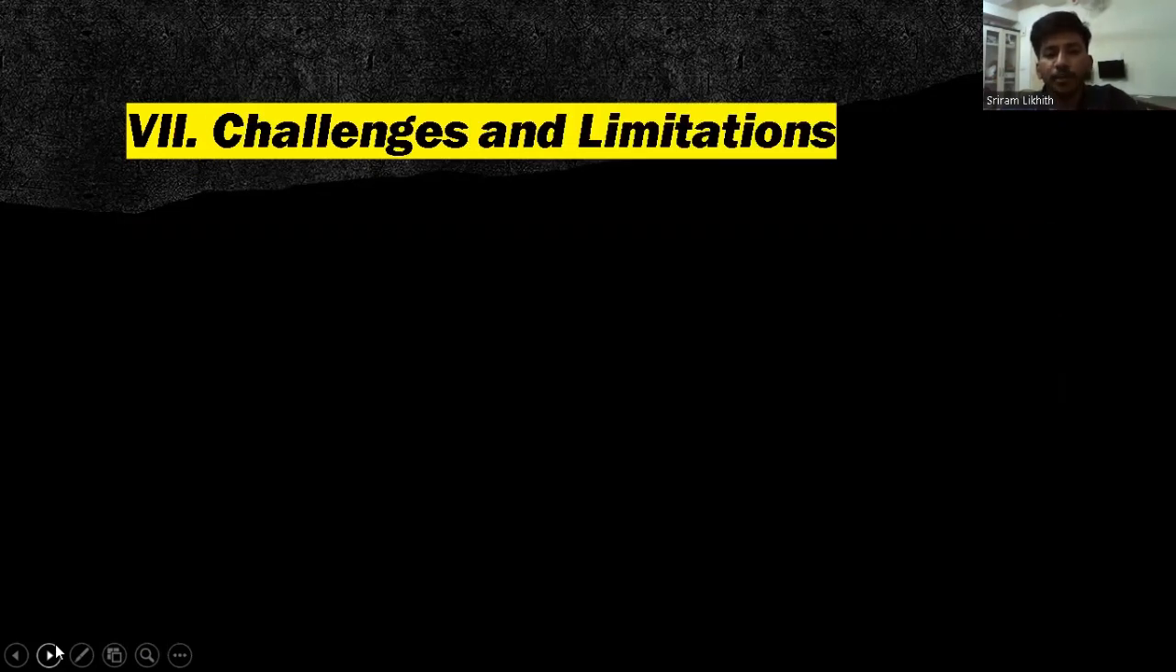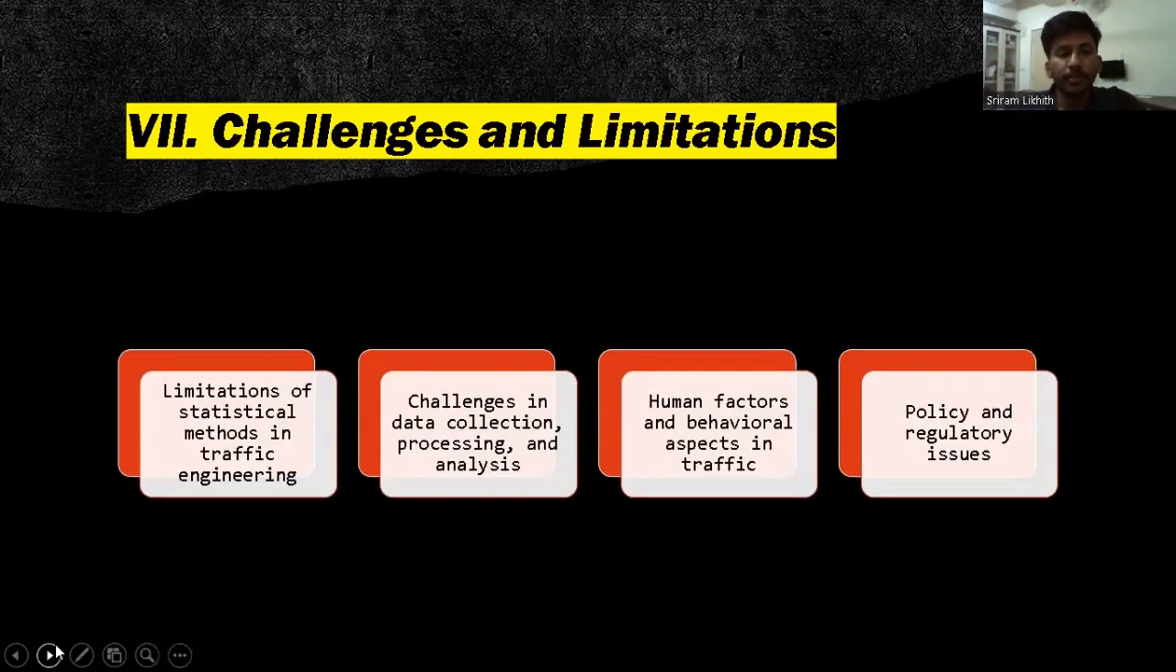If you go through the challenges and limitations while following traffic planning, these are the limitations of statistical methods in traffic engineering. Challenges in data collection, processing, and analysis. We have discussed this previously: there will be human error while collecting the data manually. So they're installing robots or AI detection cameras to avoid these human errors, and using techniques like data collection and data validation before applying these techniques. Human factors and behavioral aspects in traffic, and policy and regulatory issues are the last limitations and challenges on traffic planning.